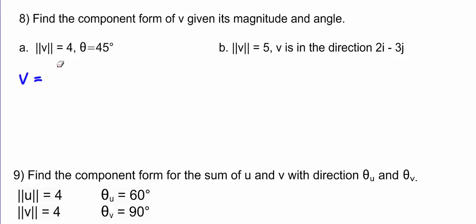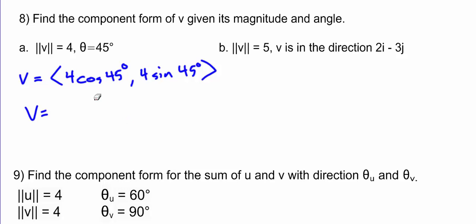formula we just saw. I know that I'm going to have the magnitude as part of the situation, but it's also the cosine of our given angle and the magnitude times the sine of the given angle. And I think you guys know by now, sine of 45 and cosine of 45 are both square root of 2 over 2. So what do I end up with? Well, 2 square root of 2 and 2 square root of 2. So I just found the component form of the vector by knowing the magnitude and the direction. Those are the two things that we need to be able to answer that question.